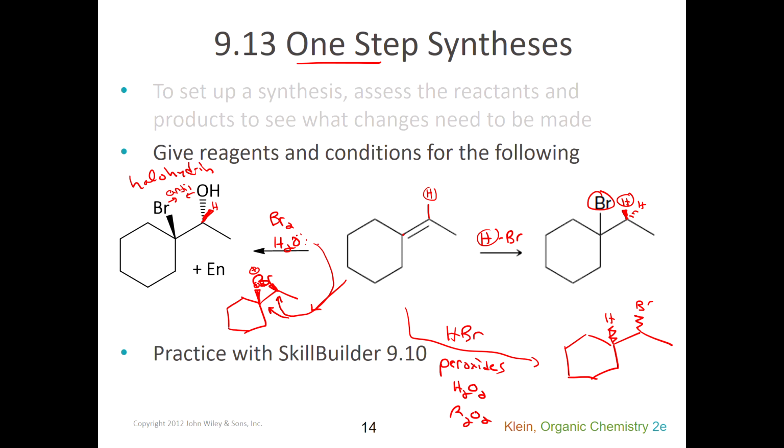And that's what would occur in this reaction, because once the bromine forms a three-membered ring on one side, the water has to come from the opposite side. So if the bromine has a solid wedge, the water would end up with a dashed wedge, and I would get the other enantiomer as well.